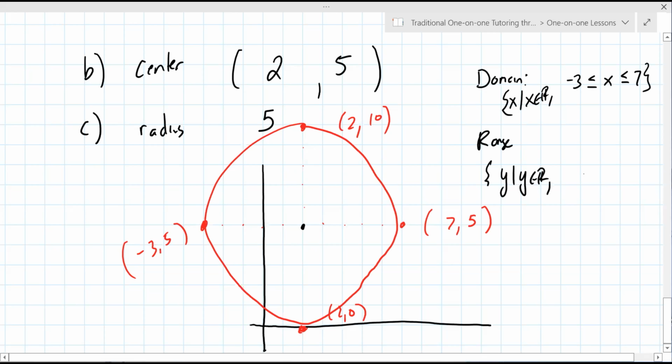And then for range, you're starting with the lowest, so I guess 0 and 10. You got it. All right, not too tricky.